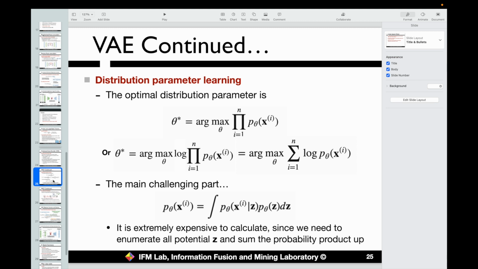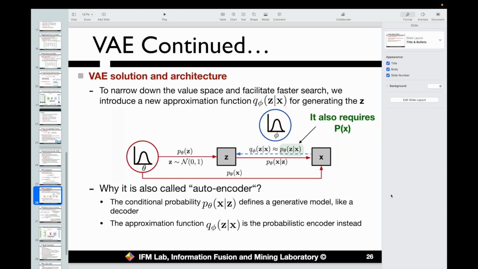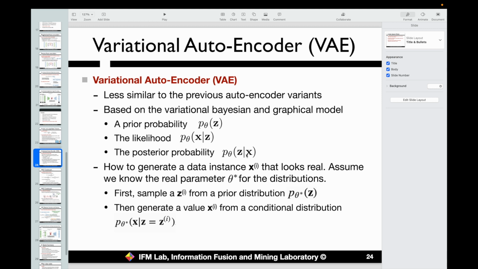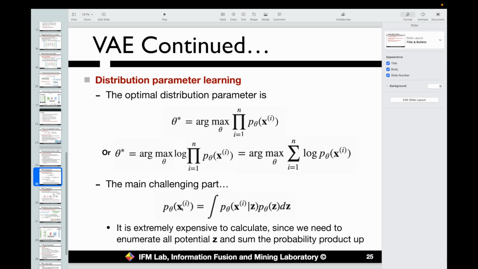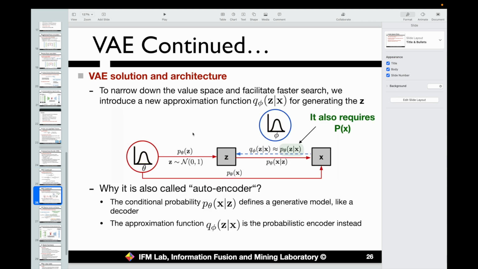This is a very challenging problem, and this is also the key part in the variational autoencoder model to be studied. For the variational autoencoder model, the solution is to narrow down the search space and to facilitate the fast search. So how do we address this problem? We address this problem by introducing a new approximation function, QZX. Before, we mentioned that this PZX is very hard to calculate, because to define this term we have to utilize this PX again, but this part is very hard to calculate. So we propose to introduce an approximation function QZX, and this one has another parameter phi as shown here for generating the z.